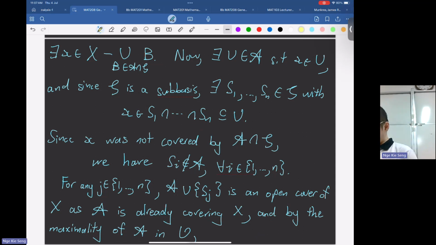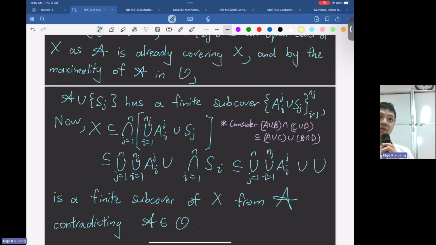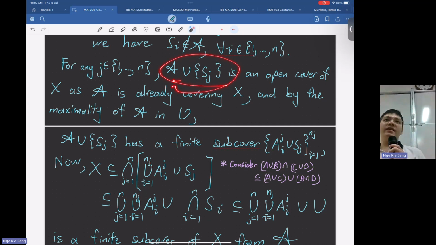Okay. And then the other part that people confuse is this notation I use here. Since A union Sj is larger than A, and A is the largest one without a finite subcover, A union Sj should have a finite subcover. So this is how I denote the finite subcover here. A_i union Sj, but for A_i here I put a superscript j so that I know this set of finite subcover works for A union Sj. For different j you potentially have different finite subcovers.